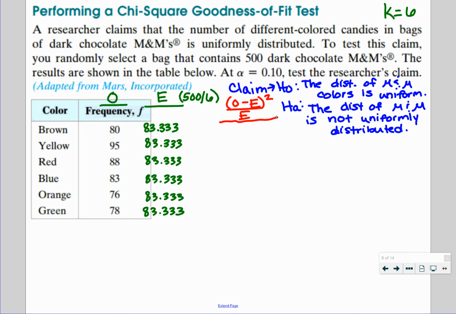So if you want to try the first one real quick, just be careful with your decimals and be careful with your parentheses. You would do 80 minus 83.333, square that, and then divide by 83.333. And again, I'm going to give everything 3 decimal places. You should get 0.133 if you do that right. Okay, and then we just do it 5 more times for each category.